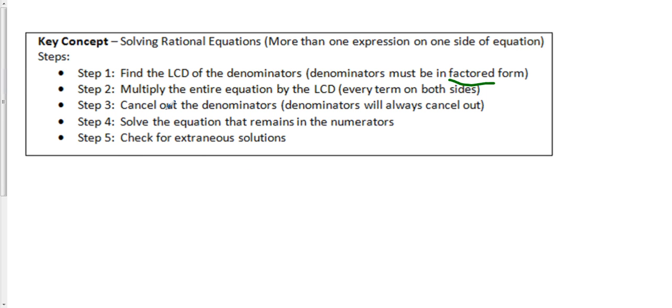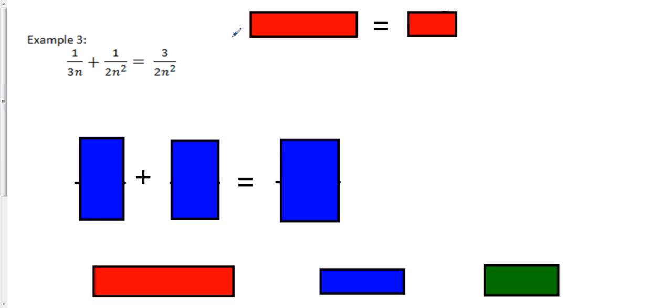Step 4, solve the equation that remains in the numerators. The numerators will be the only thing left, so all you have to do is simplify them and then solve out the equation. In the end, you might be left with more than one solution. That's okay. Just check each one to make sure that it is not an extraneous solution. So let's go through some of our examples. We'll see how this looks.